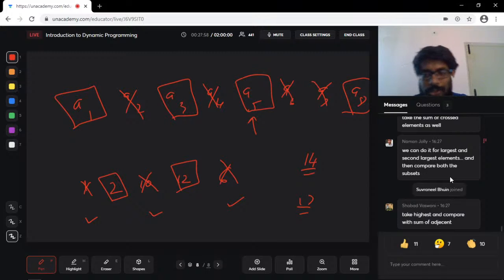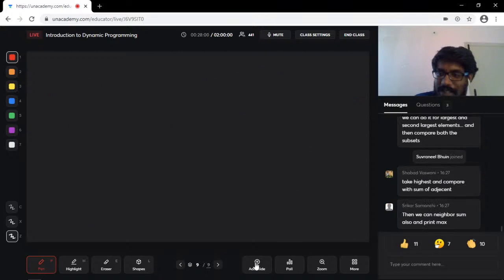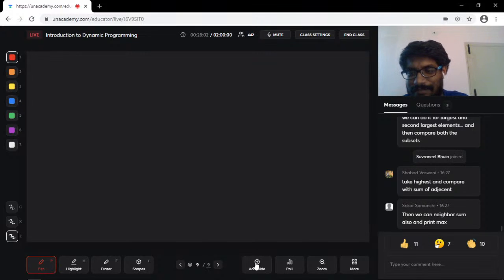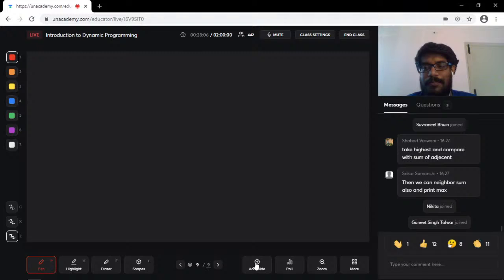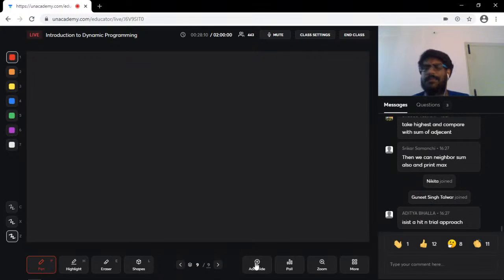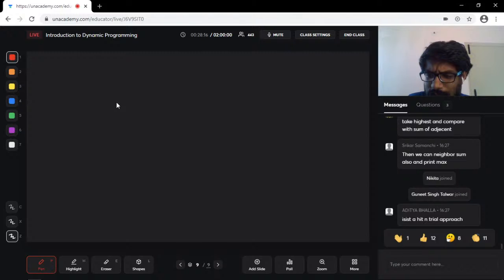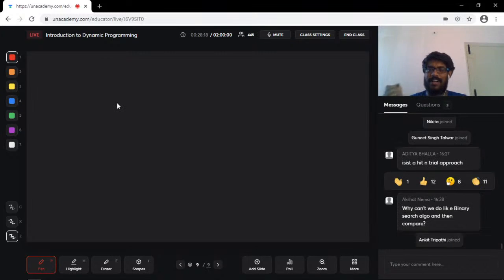Okay. So Shabad has the next step in this, which is we take the neighbor sum also and take the max and consider the maximum, I think is what we are trying to say. I don't know what a hit and trial approach is, but let's go with what Shabad is saying.